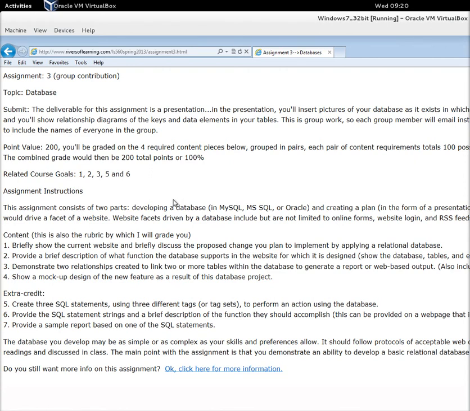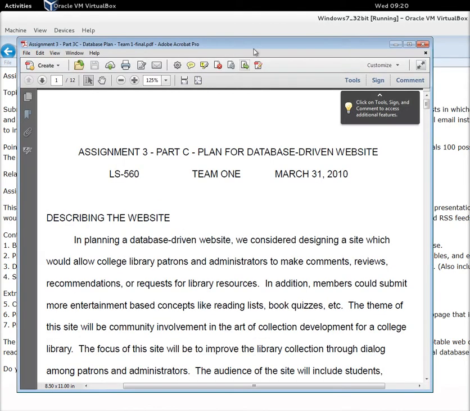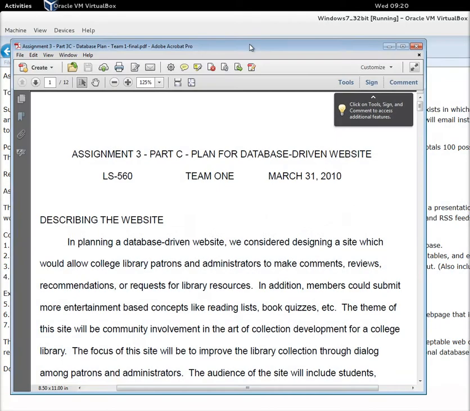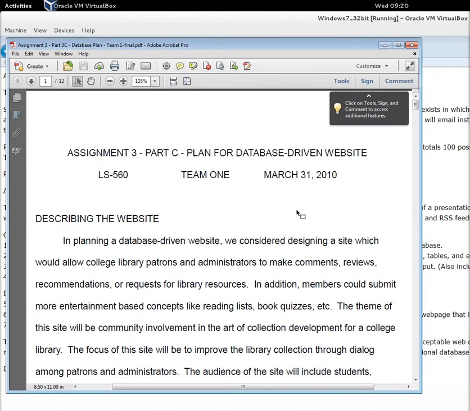Okay, now we're coming back to part 4 of your assignment. So this is to show a mock-up design of the new features as a result of this database project. What I'm going to do is walk you through a sample where they have actually done this. So let's go ahead. I've got a PDF here of the actual assignment number 3.